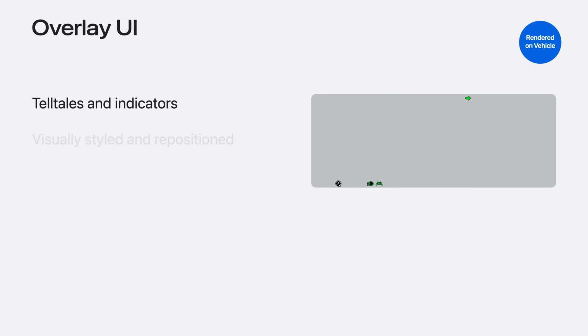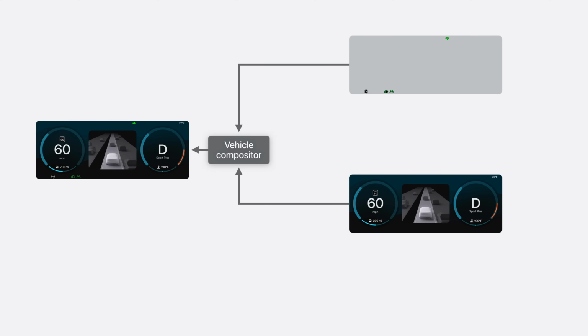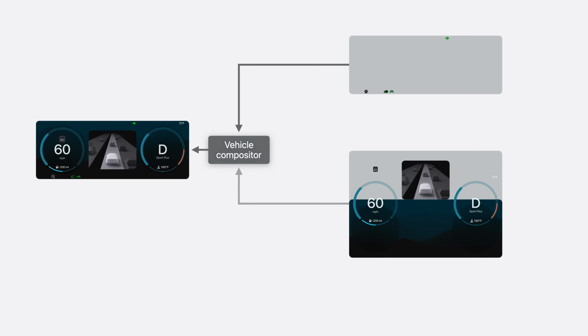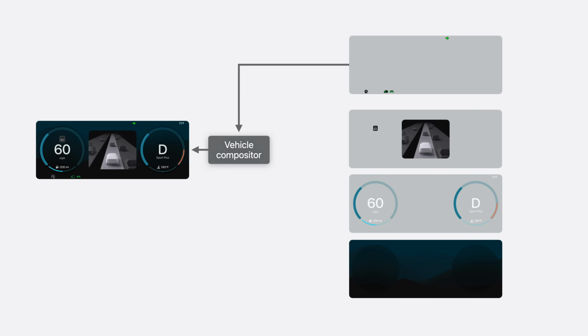So what exactly is overlay UI? Overlay UI includes vehicle-specific telltales and essential indicators. They may be redesigned and in some cases repositioned to match the new UI experience. But the key point is that they are rendered entirely by your system. Now, what's in this remaining layer which holds the majority of UI elements? Again, we can split it, and each layer has a very specific purpose.